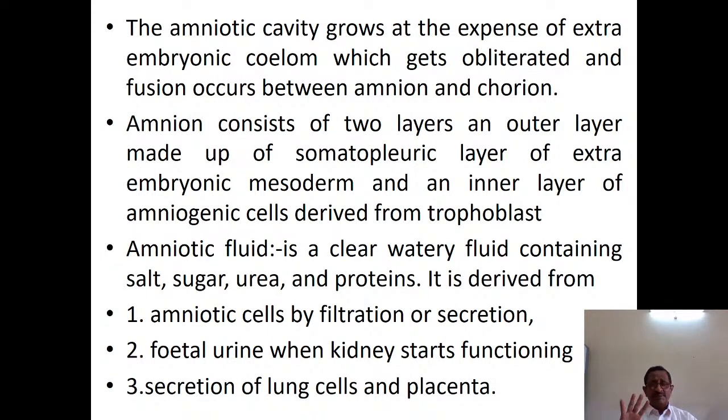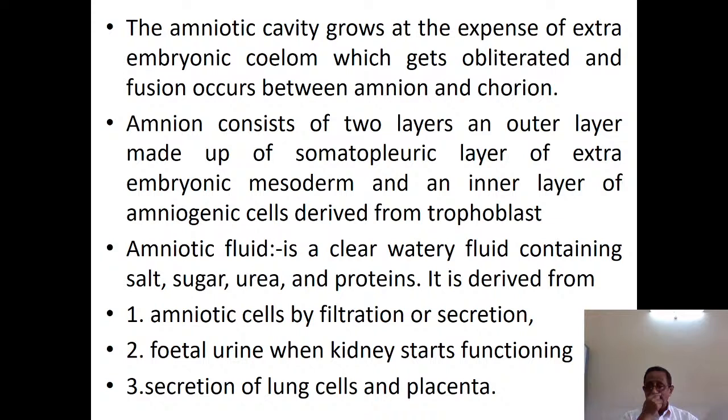So now the amnion consists of two layers: the outer layer made up of somatopleuric layer of extra-embryonic mesoderm, and the inner layer of amniogenic cells derived from the trophoblast. This is still in the amniotic cavity, not fully developed.